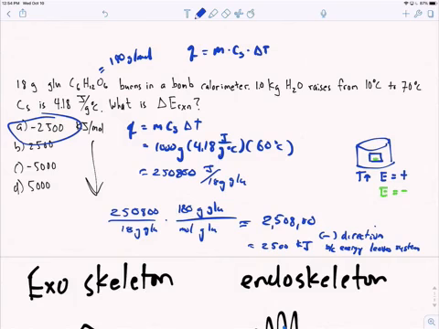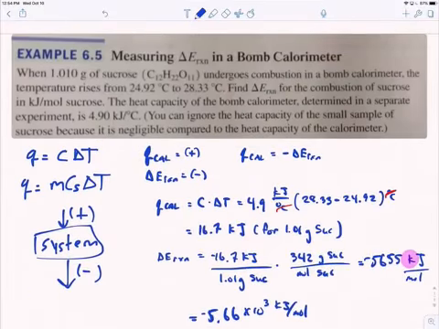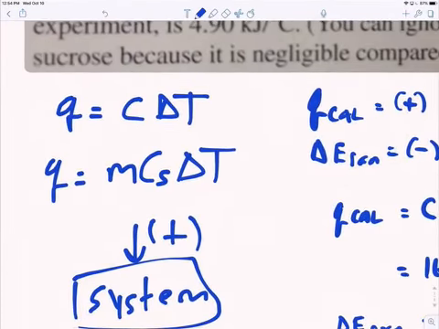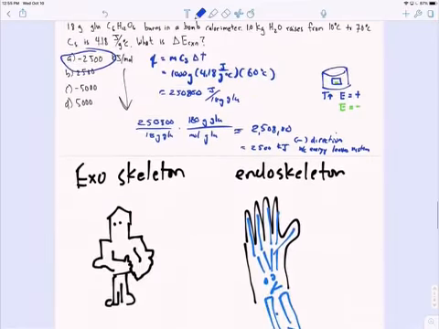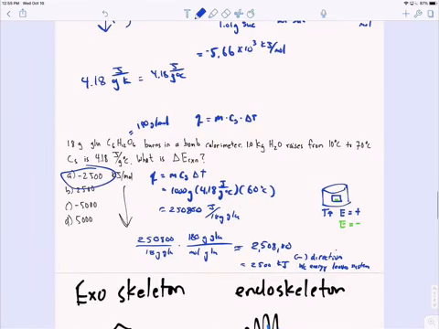And the other question I got is, how do I know which equation to use? When do I use the top equation? When do I use the bottom one? You have to look at the problem. If it says heat capacity, use the top one. If it says specific heat capacity and a mass of something is given, use the bottom one. Okay, does that make sense? Questions, anyone? All right.